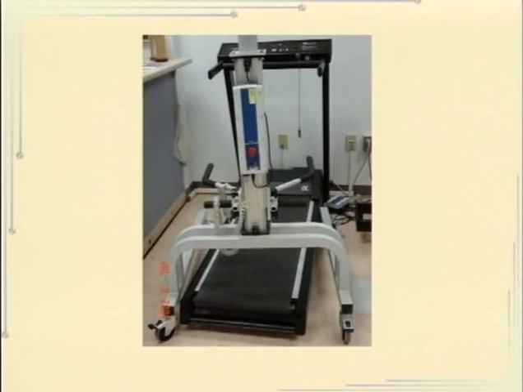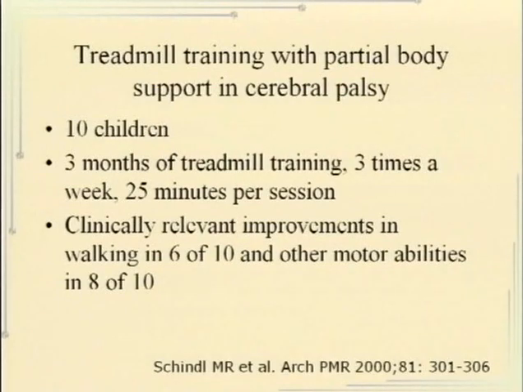And there is research coming out now that suggests that using this combination of weight support and treadmill apparatus can significantly change gait parameters, especially in children. So this is from an article from our journal, the Archives of Physical Medicine and Rehabilitation, where 3 months of treadmill training, 3 times a week, 25 minutes per session, resulted in clinically relevant improvements in 6 out of 10 patients, and other motor mobilities in 8 out of 10. So research is now coming out suggesting that this is a good training method for people with spinal cord injuries and other forms of motor disabilities.